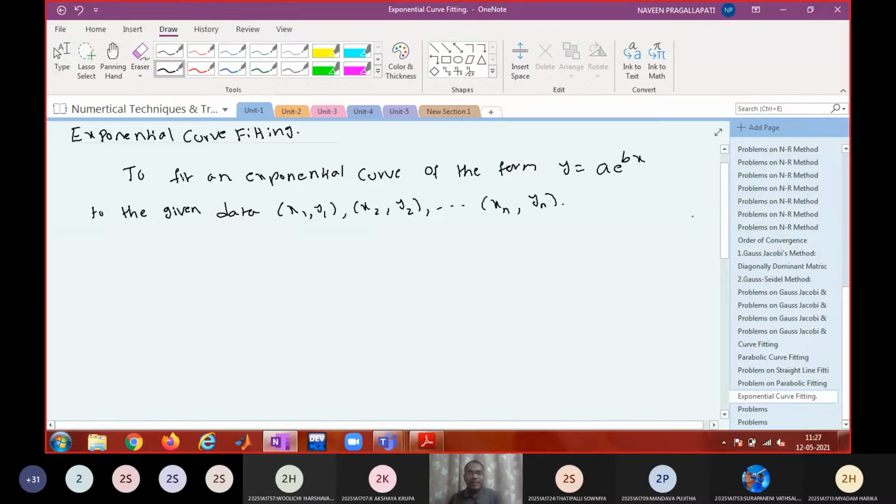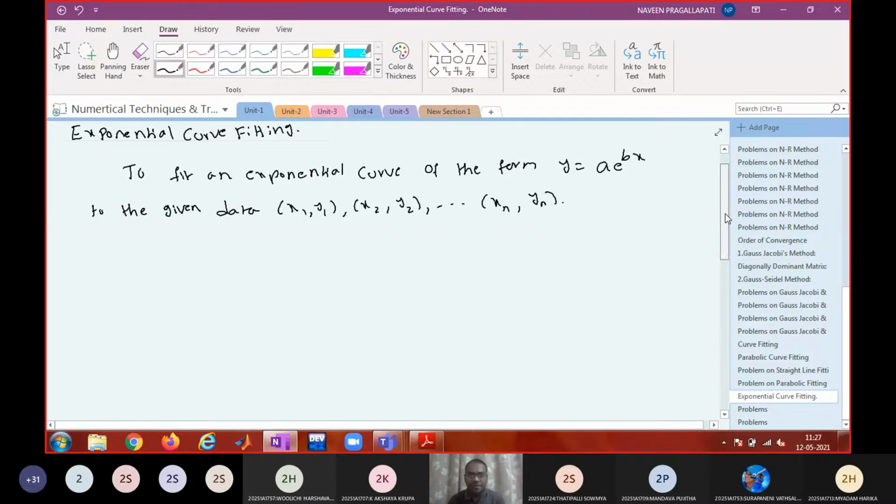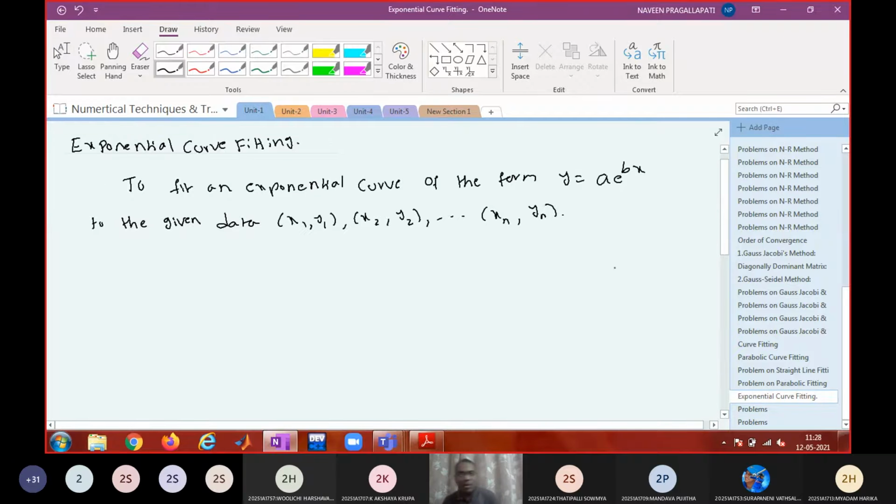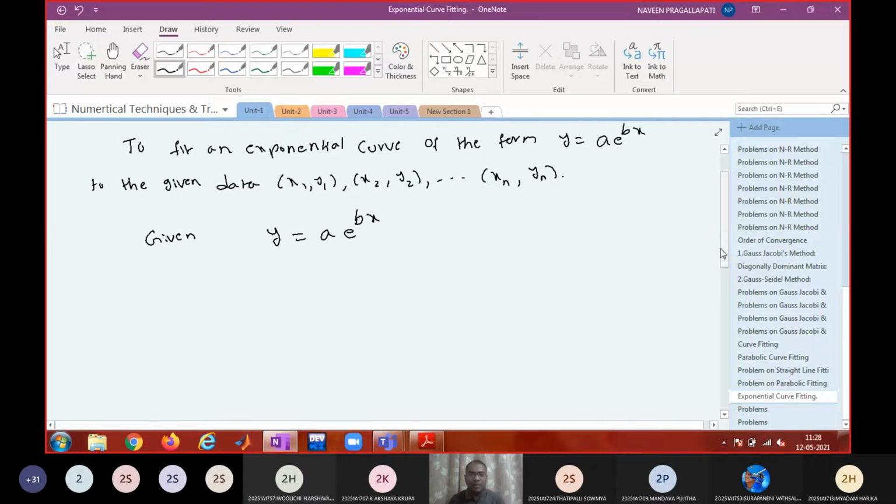So we want to fit an exponential curve. If you know the normal equations for this exponential curve fitting, then using normal equations you can find the unknowns a and b. So what is given? y equal to a e power bx. All of you listen carefully. We want to fit a curve of the form y equal to a e power bx. This curve has to be the best fit to the given data.